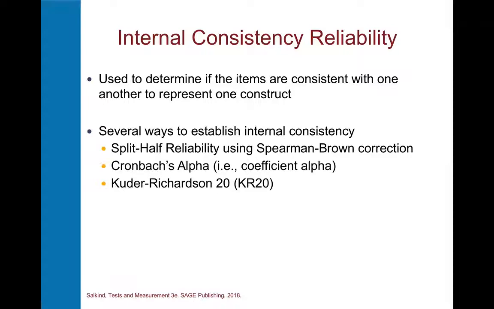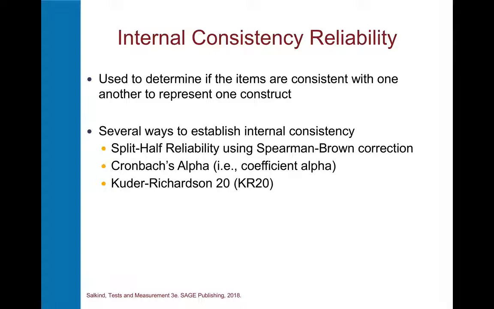So far we talked about test-retest and parallel forms. Let's talk about internal consistency. It's another way to measure reliability, and it's quite a bit different from the previous two types of reliability. Internal consistency is used when you want to know whether the items on a test are consistent with one another, in that they represent one and only one dimension, or one construct, or one area of interest throughout that test.